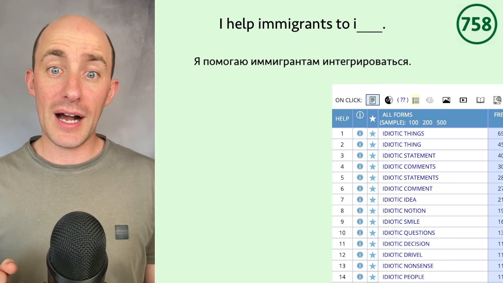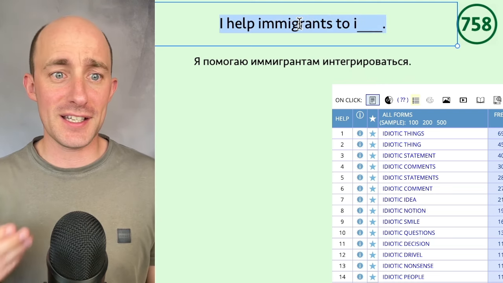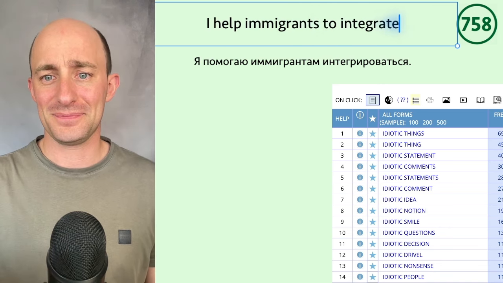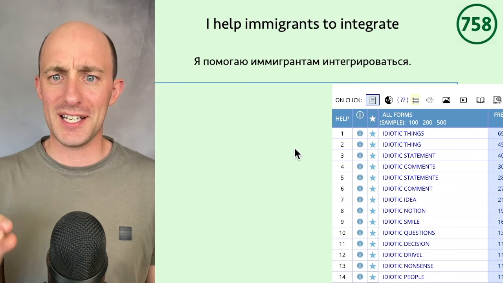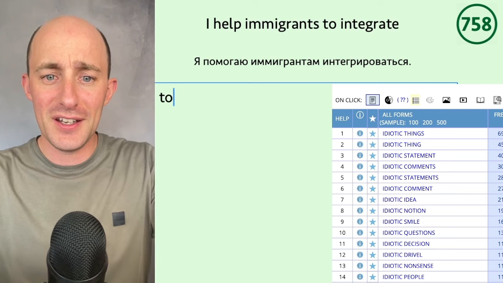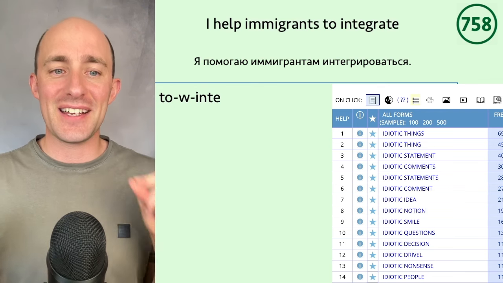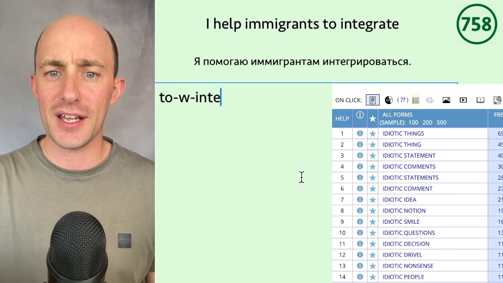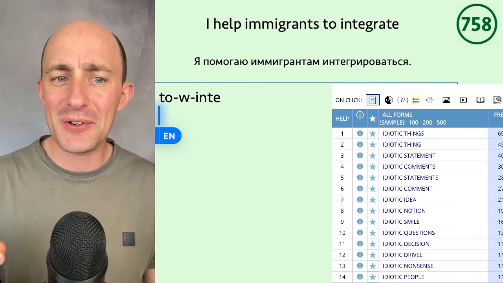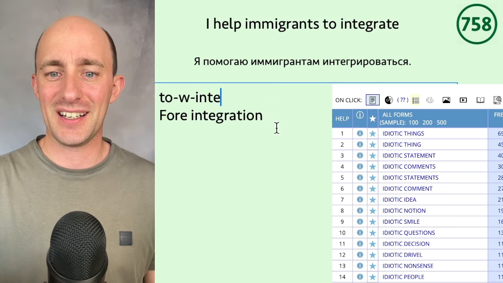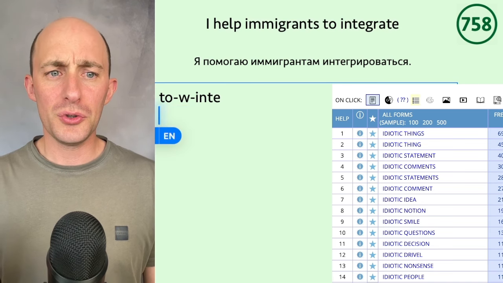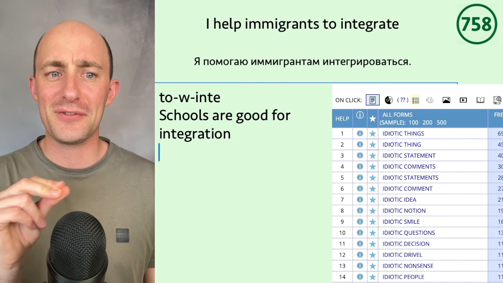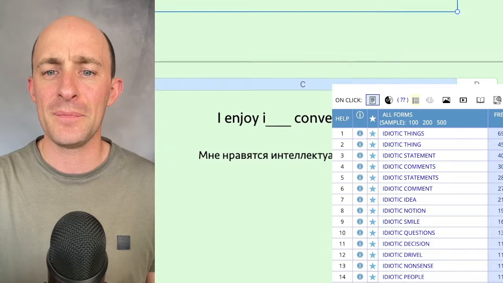Next one. I help immigrants to integrate. Integrate. The stress is on the first syllable. To integrate. It begins with a vowel, so to integrate. Using connected speech. To integrate. Or for integration. Schools are good for integration. Yes, good for integration. Connected speech. Don't forget it.